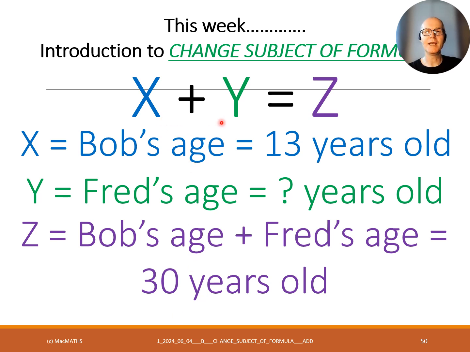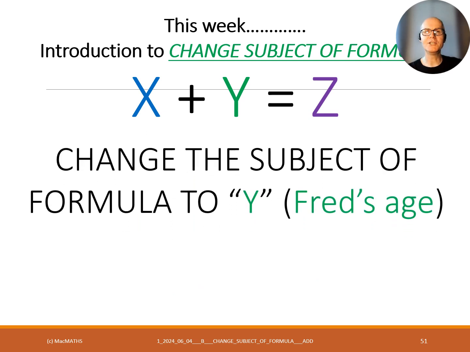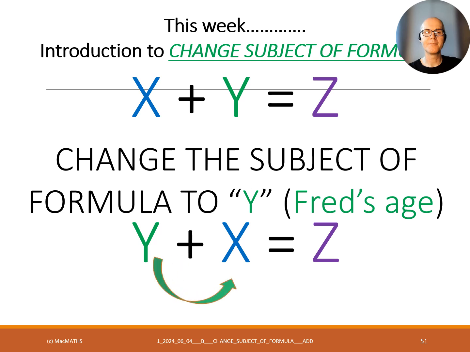So what we're going to have to do is change the subject of this formula from z to y, because y is our target. Our objective is to find out how old Fred is. So we need to change the subject of the formula to y. First step, we're going to reverse x and y to have y on the extreme left of the left hand side.